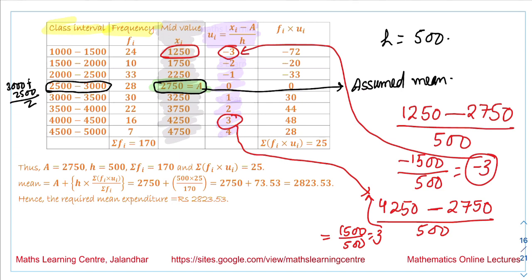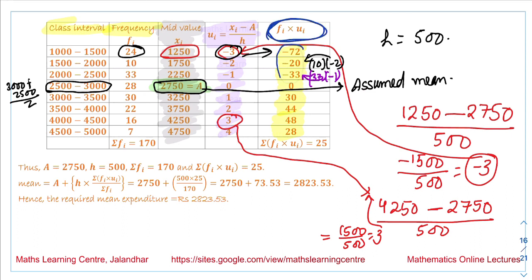The next step we have to multiply this frequency 24 into minus 3, the answer we get is minus 72. Next it is 10 into minus 2, the answer we get is minus 20. Next we have 33 into minus 1, the answer we get is minus 33. Likewise we will obtain these values: minus 72, minus 20, 0, minus 33, 0, 48 and 28. These are the values of fi into ui.